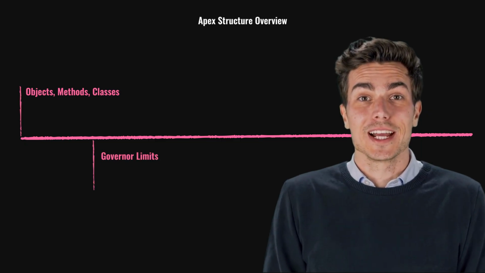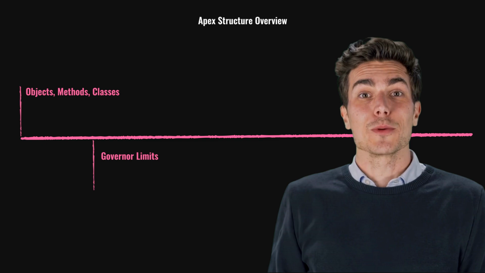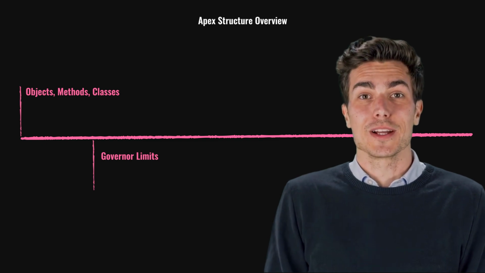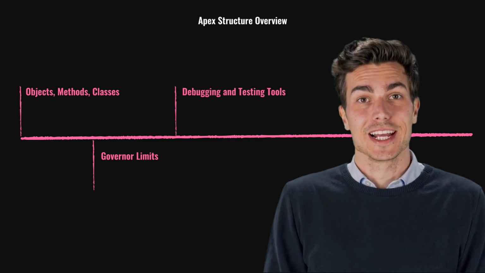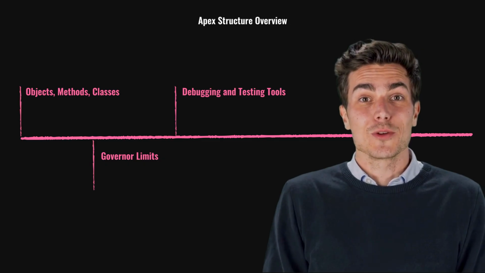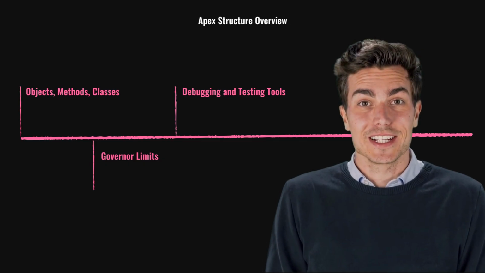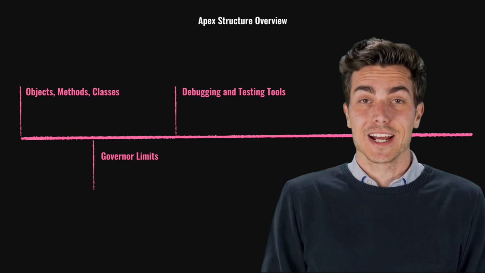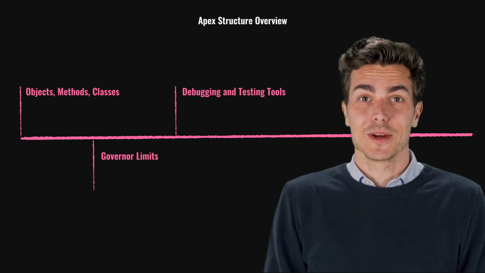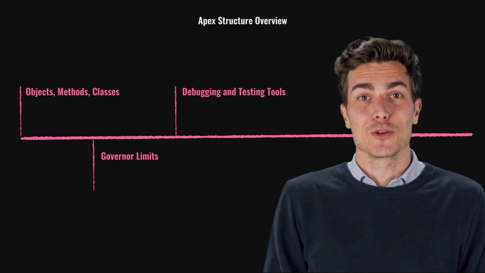Apex's structure revolves around objects, methods, and classes, ensuring efficient code organization. Governor limits maintain platform stability by restricting resource usage. Developers benefit from robust debugging and testing tools, enhancing code reliability. Understanding these elements is crucial for leveraging Apex's full potential in custom application development on Salesforce.